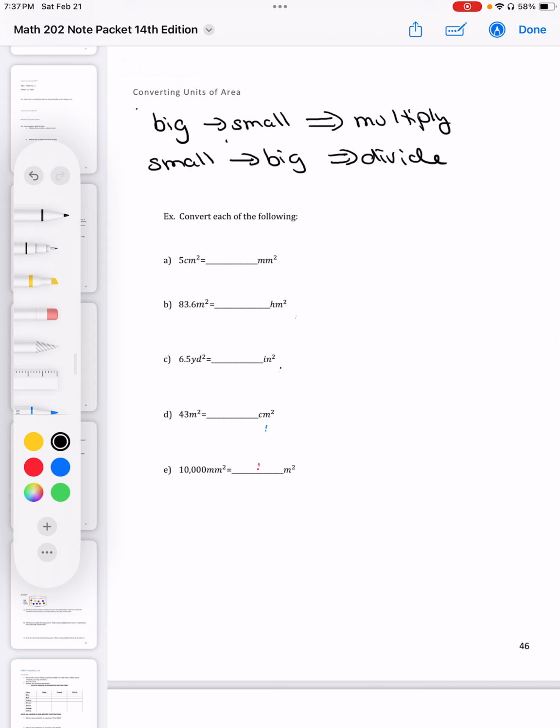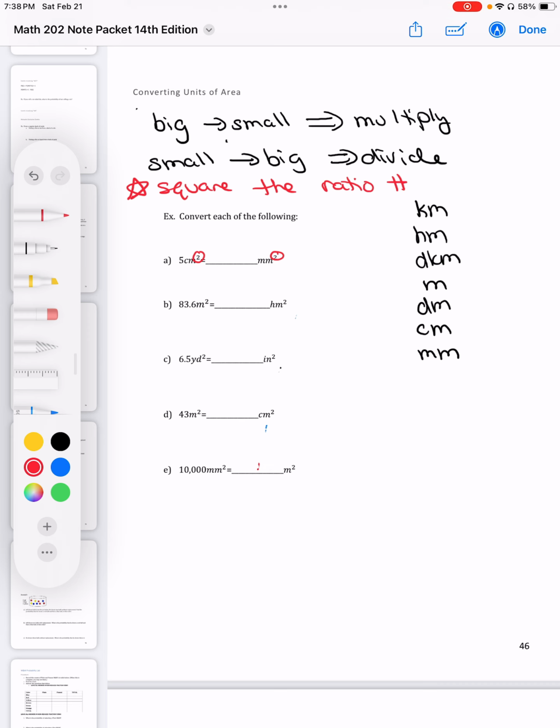It's going to be that King Henry died Monday. So we'll write that out so we can have that to reference. Centimeters and then millimeters. The only thing that's new is we are having squared units. So we are going to square the ratio number. So the number, that 10, 100, 1,000, we're going to square that. That's going to be the new step, but everything else is going to be the same.